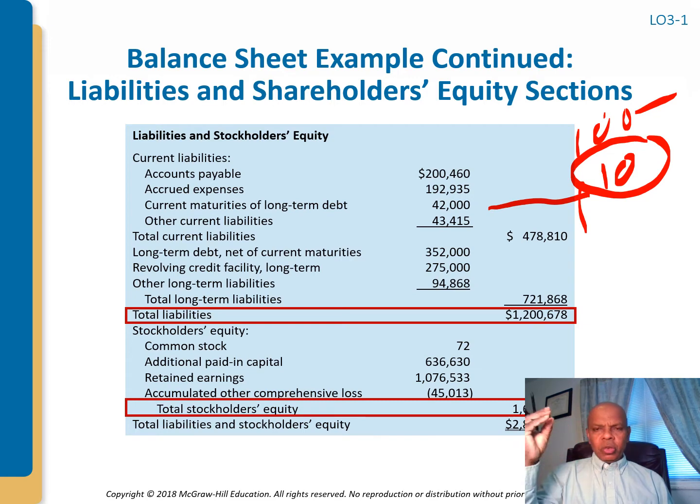So that's your total liability. Then you have, as I said, stockholders' equity. It consists of mainly three or four items here. It says common stock, 72 million, or 72, and then you have additional paid-in capital. Everybody knows what an additional paid-in capital is.